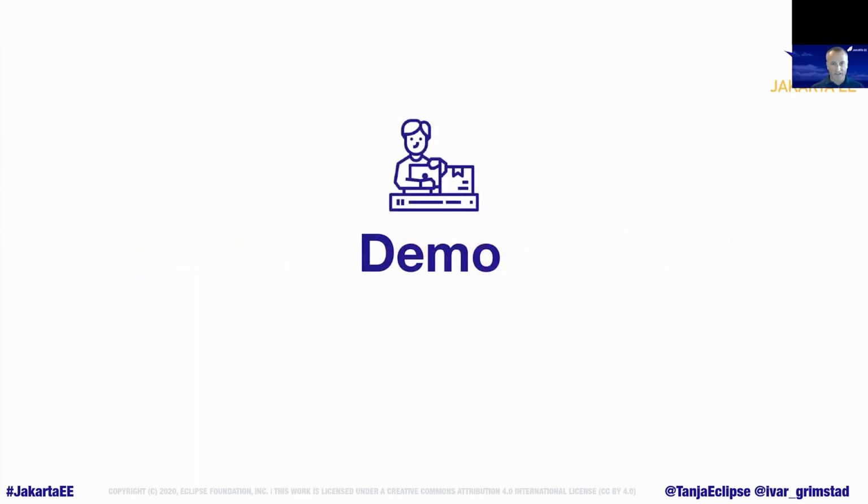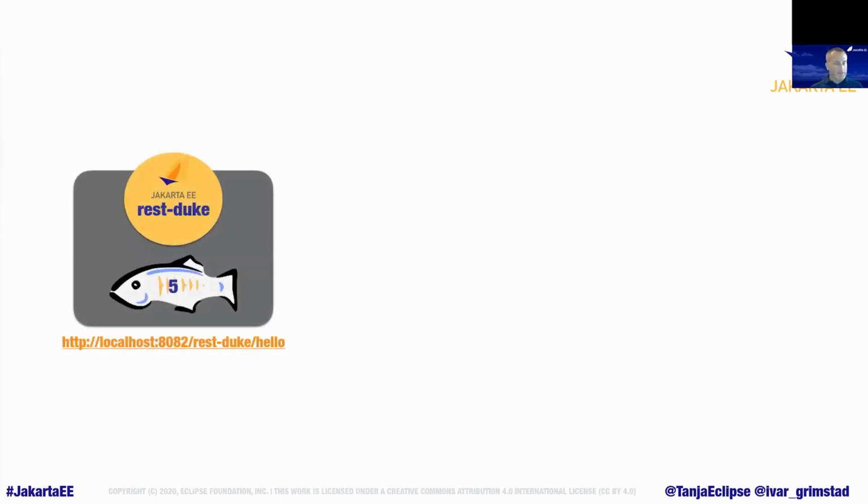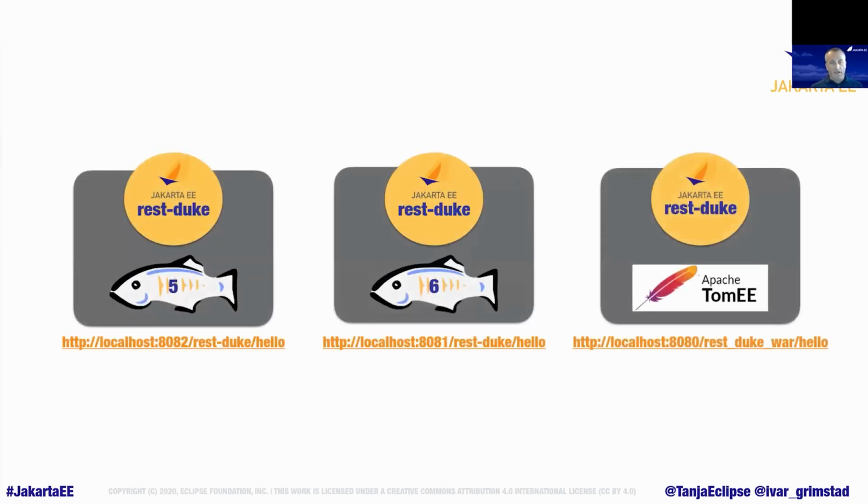And let's show a demo of this. In this demo, I'm going to use Glassfish. I'm going to take a simple application and run it on Glassfish 5, which is on Jakarta EE8. Then I'm going to transfer this one to Jakarta EE9 and run it in Glassfish 6. And also, I'm going to run it on Apache TomEE to show another implementation. So let's go back to the IDE.